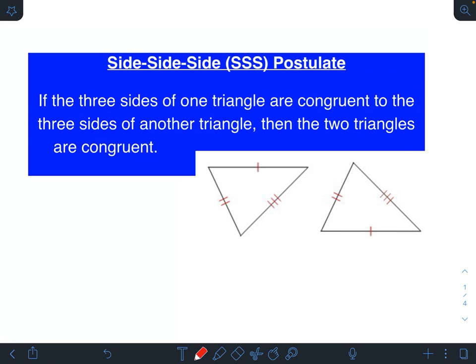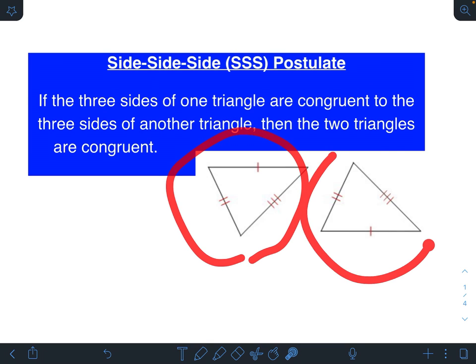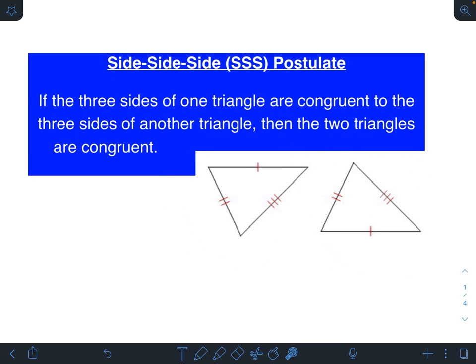So this one says if three sides of one triangle are congruent to three sides of another triangle, then the two triangles are congruent. So if you look down here at the bottom, we have our two triangles, okay, and they have three different sides that all correspond to another side in the other triangle, which they're congruent to. So we have this guy here, which is congruent to the guy down here that also has one little mark.